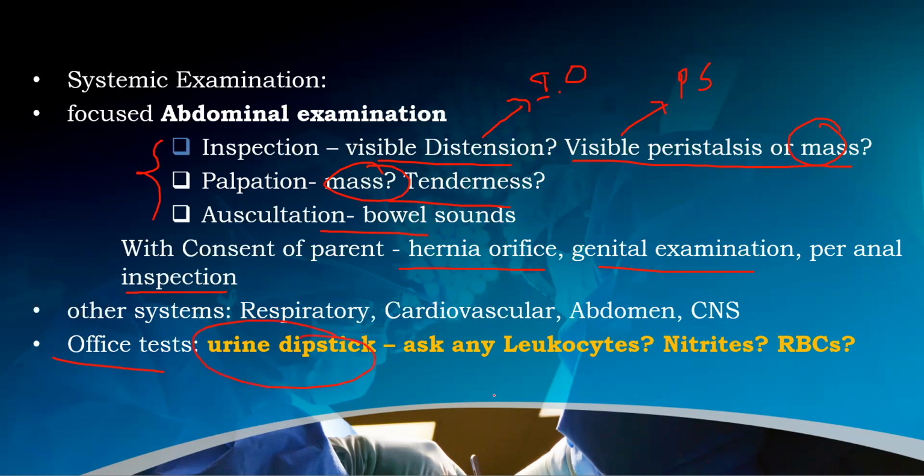In the urine dipstick, what are you looking for? You're looking for leukocyte, nitrite, and any red blood cell. But mainly for UTI, you are looking for these two. And you will get a positive finding here. And that's how you know that this is a UTI case.